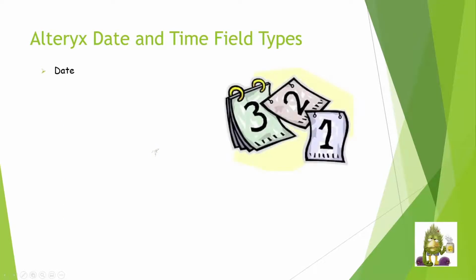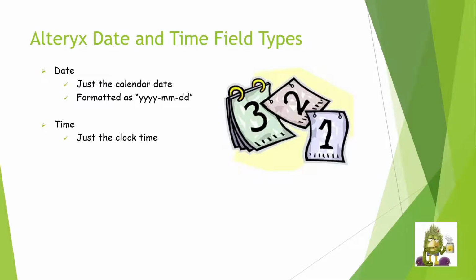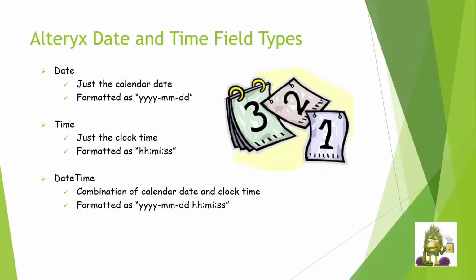And finally, we have date and time fields. Alteryx gives you the 3 basic types that you need. Date, which is just the calendar date. Time, which is just the clock time. And date time, which is a combination of the calendar date and the clock time. It's good to note what the standard format of input is for each of these fields.